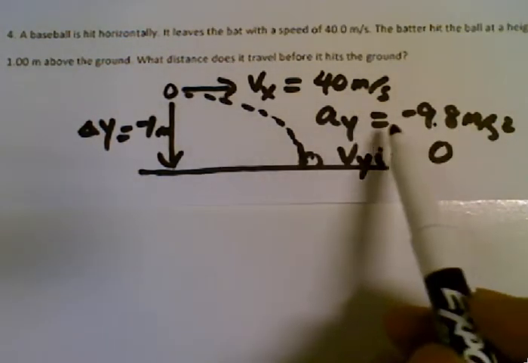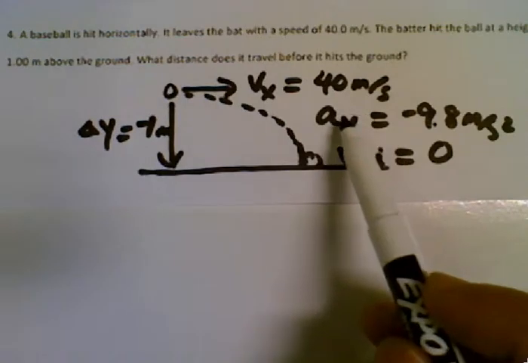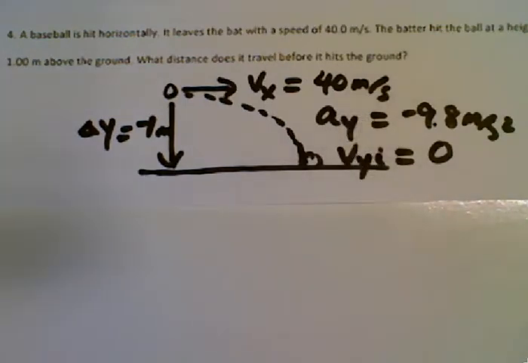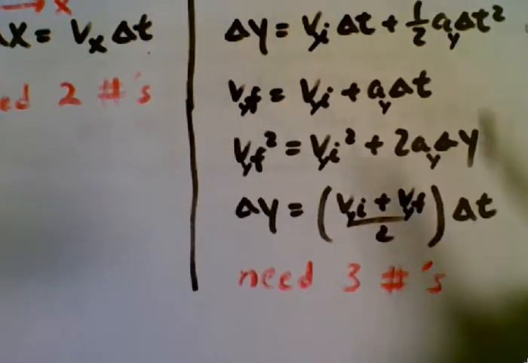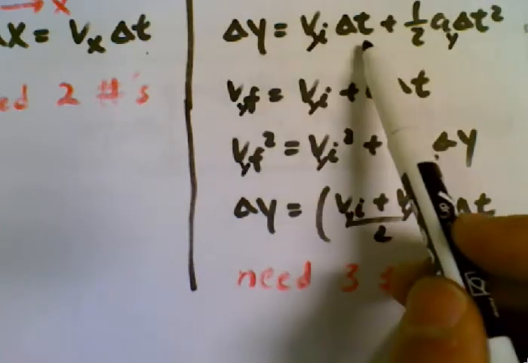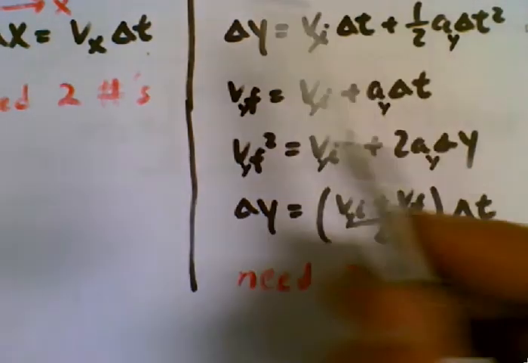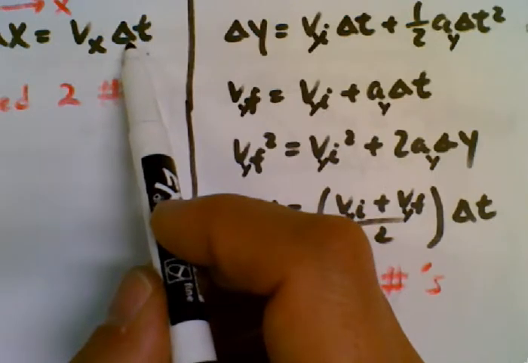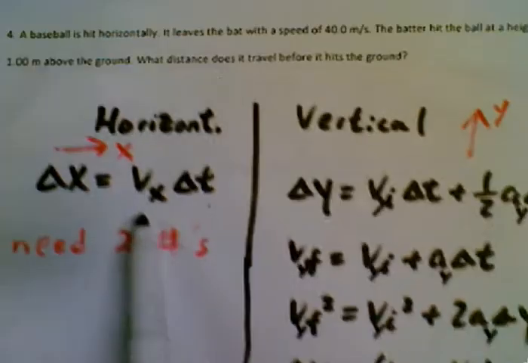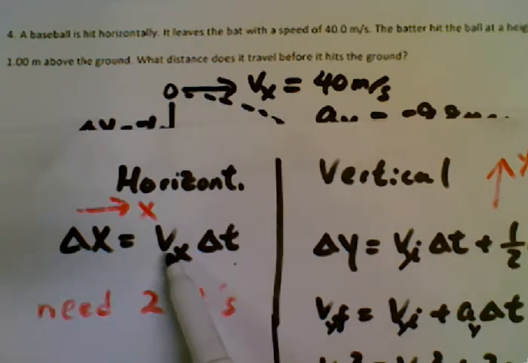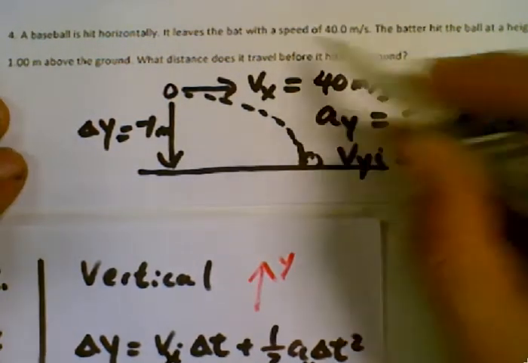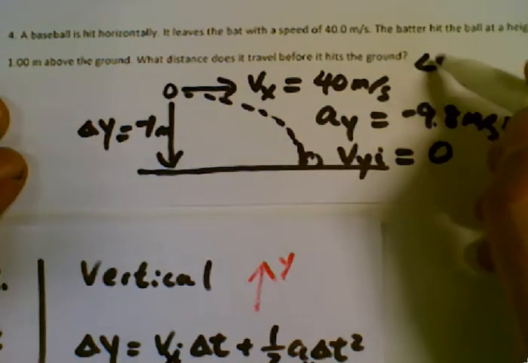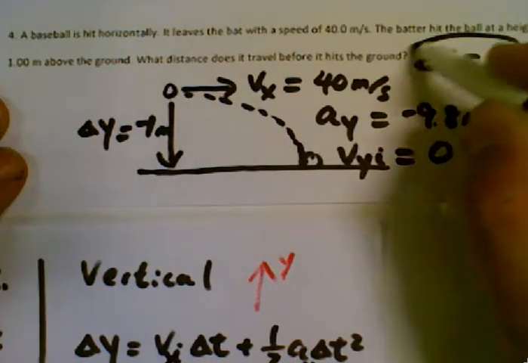We have three numbers in y: delta y, acceleration y, and the initial vertical velocity. So we have three numbers in y, and we can solve for time. And using the time, we plug it into the horizontal equation. And if we have the Vx, we can solve for delta x. And that is exactly what they want us to solve. What is the distance it travels horizontally? So delta x is the ultimate question.